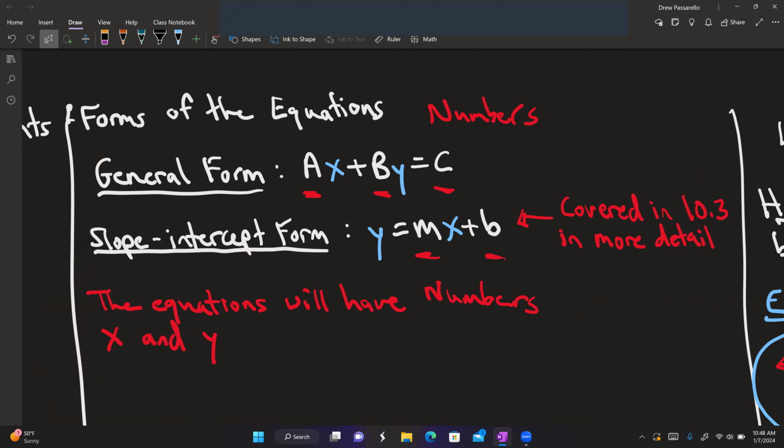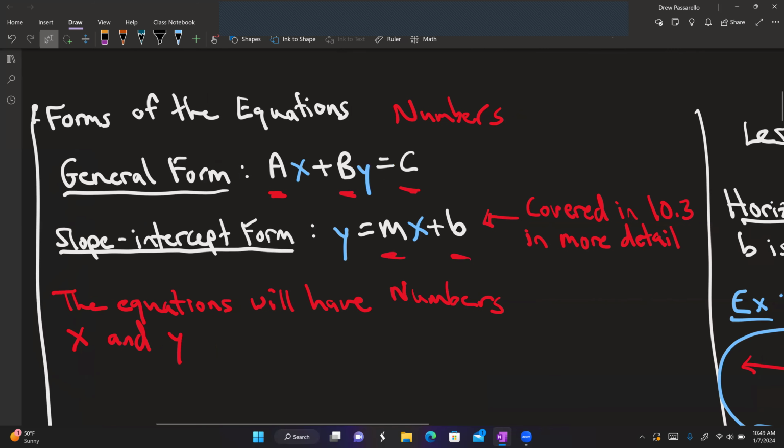The general form is ax plus by equal to c. A, b, and c are numbers, whereas x and y are actually going to be x and y in the equation. The slope-intercept form is y equals mx plus b, where m and b are numbers, and x and y are going to be as x and y in the equation. And 10.3 will cover the slope-intercept form in more detail.